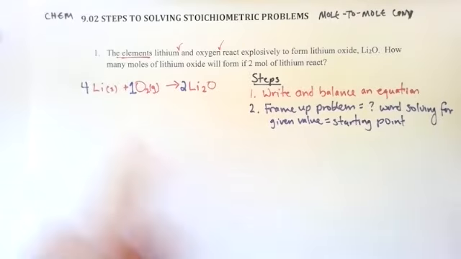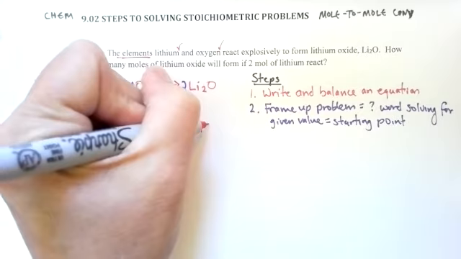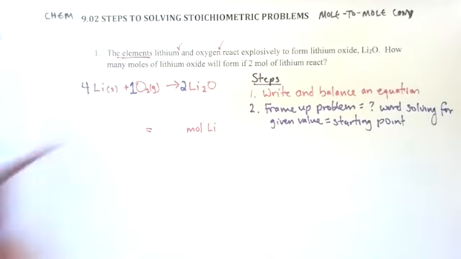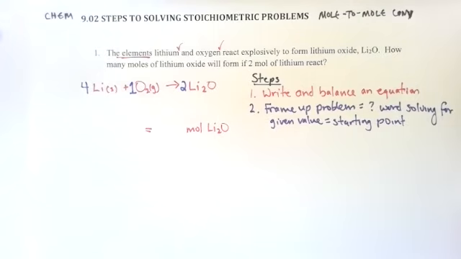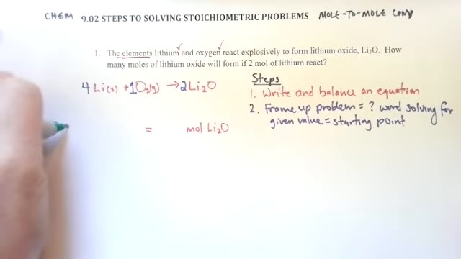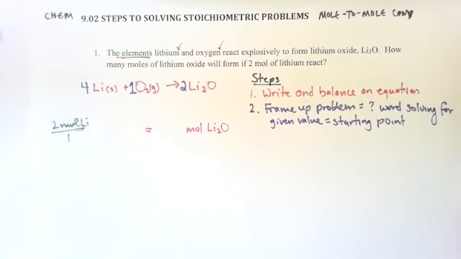So, how many moles of lithium oxide? That tells me that I am solving for moles of lithium oxide. I'm going to put that on the other side of the equal sign. And the problem is telling me that I have how many moles? Oh, I should have kept reading. Lithium oxide will form if 2 moles of lithium react. So I'm starting with 2 moles of lithium, and remember we always put that over 1 to get it into fraction form.